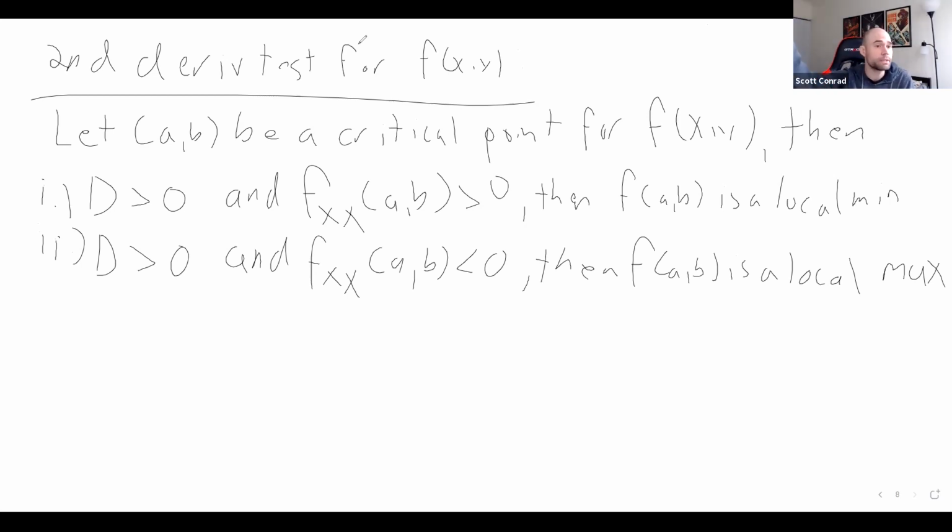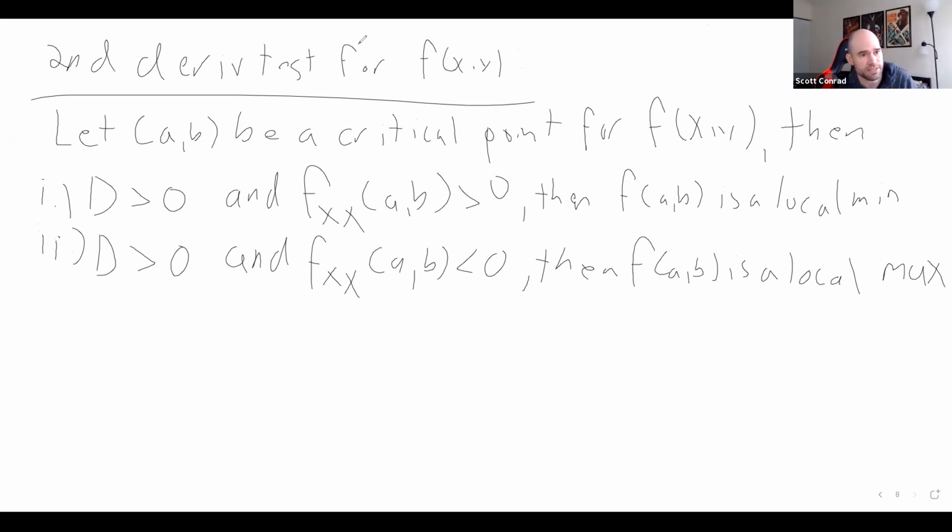So we check our discriminant and we see that it's positive. So if your discriminant's positive, you have either a local min or a local max. To see which one it is, you check f sub xx. In fact, you could check f sub yy also, and it would do the same thing, but that's neither here nor there. So in that case, now it works kind of like the second derivative test for functions of one variable. Remember, if your second derivative is positive, you're concave up, and so you have a local min.